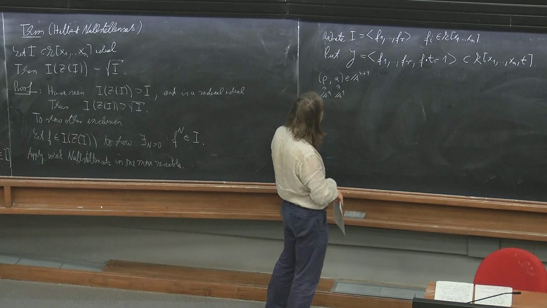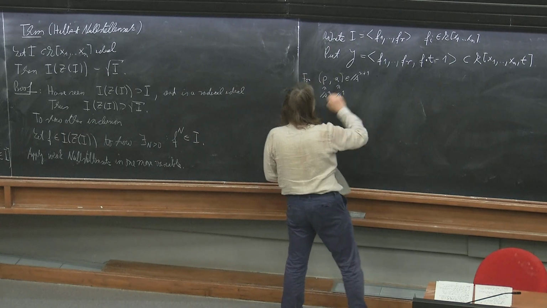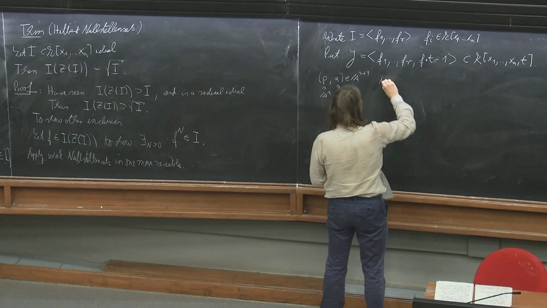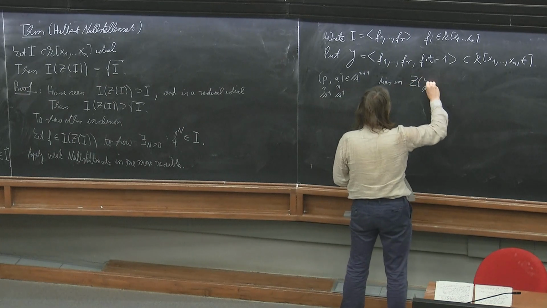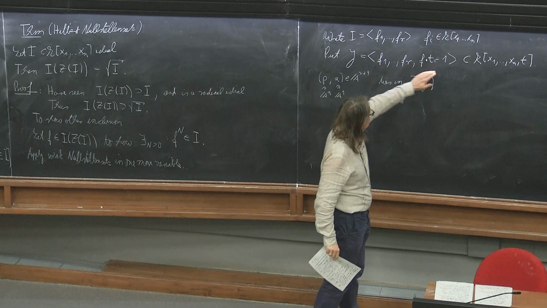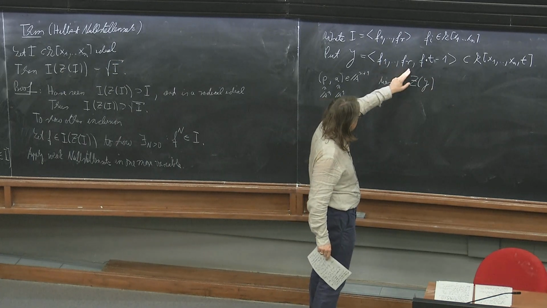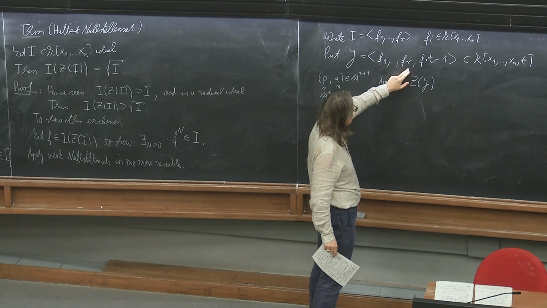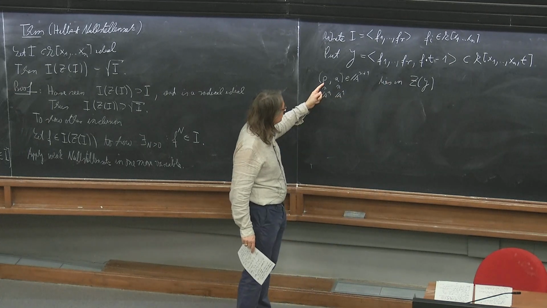So when does it lie in the zero set of J? Well, if all these equations are satisfied for it. The first polynomials here, which are supposed to vanish, are just polynomials in the first n variables. So they just concern the coordinates of P.